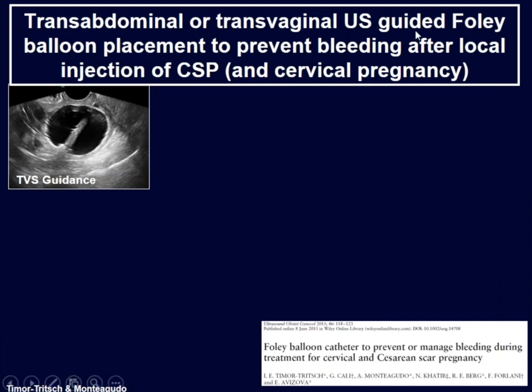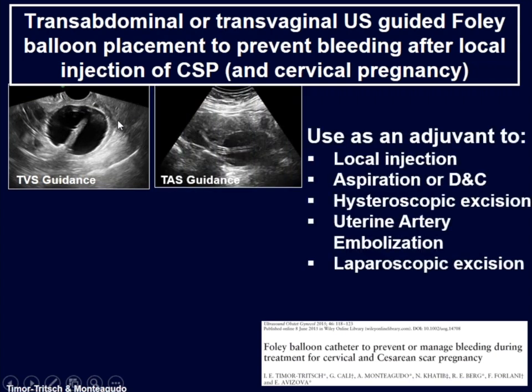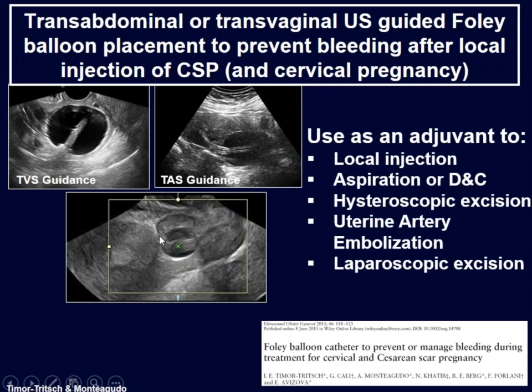Transabdominal or transvaginal guided Foley balloon placement to prevent bleeding after local injection of scar or cervical pregnancy. It can be done by transvaginal or transabdominal guidance, and you can use it as an adjuvant to local injection, aspiration, hysteroscopic excision, uterine artery embolization, as well as laparoscopic excision. We wrote an article and published on this, and here is a picture that shows the effect of the balloon on the scar pregnancy.